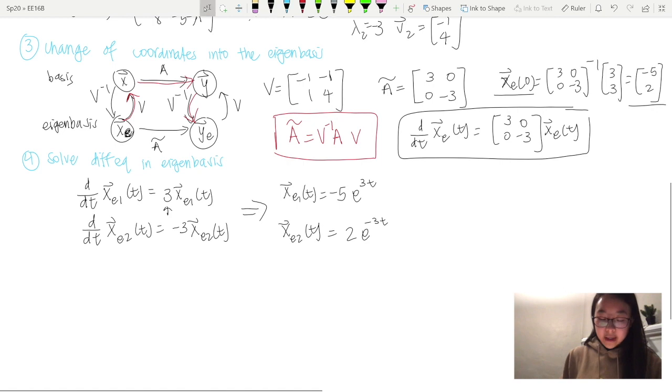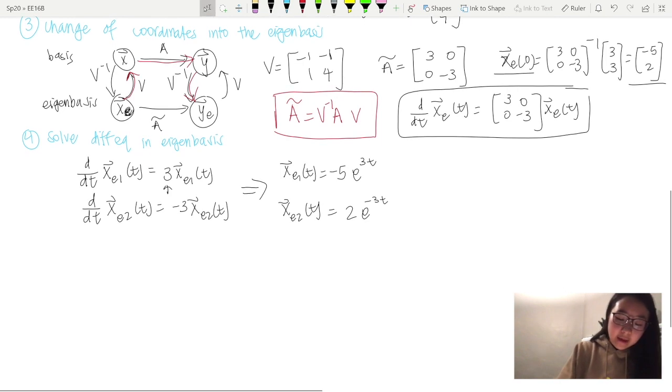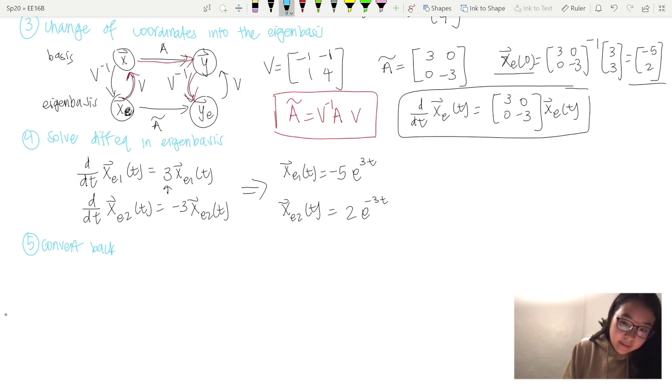So now you have your solutions, but they're in the eigenbasis. So the last step is to convert back to the original basis.